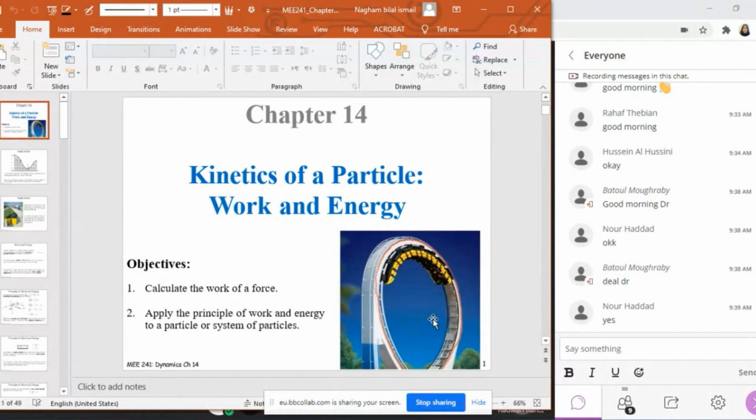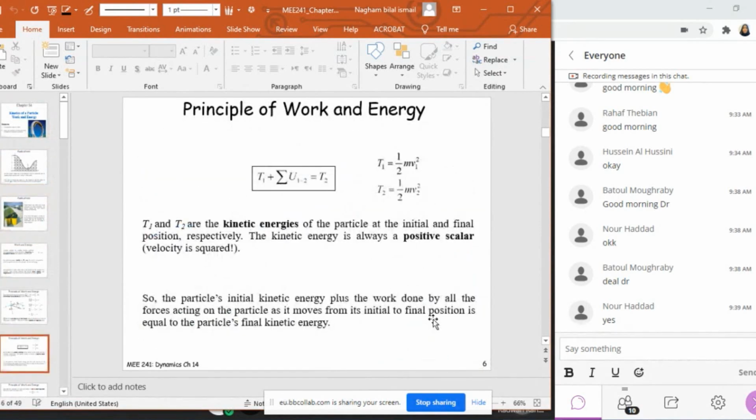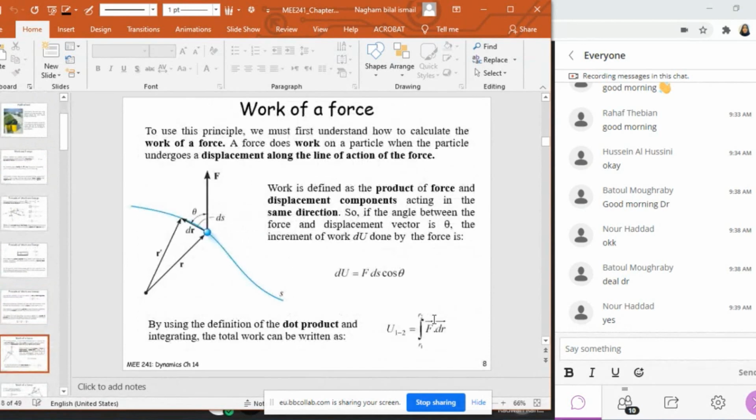All right, in this chapter, guys, I'm going to start with a small recap. In chapter 14, we are concerned with work and energy. The first part is the principle of work and energy, which states that T1, the kinetic energy at state 1, plus the sum of work of all the forces between 1 and 2 is equal to T2, which is the kinetic energy at state 2.